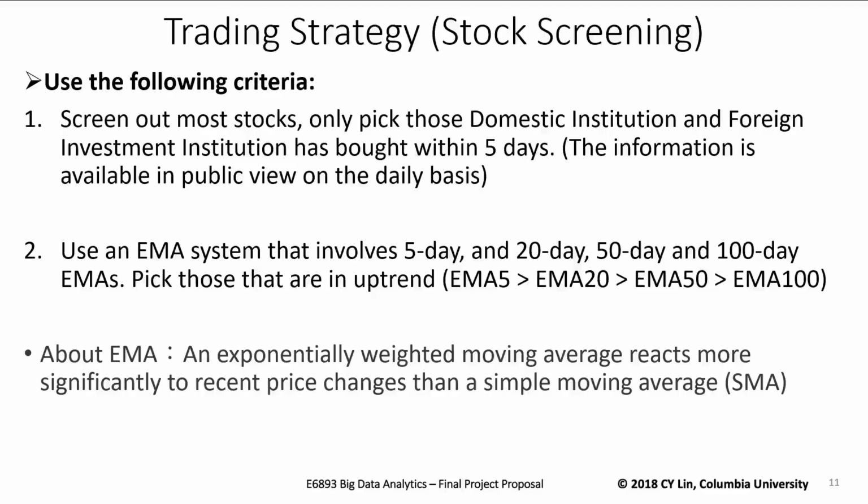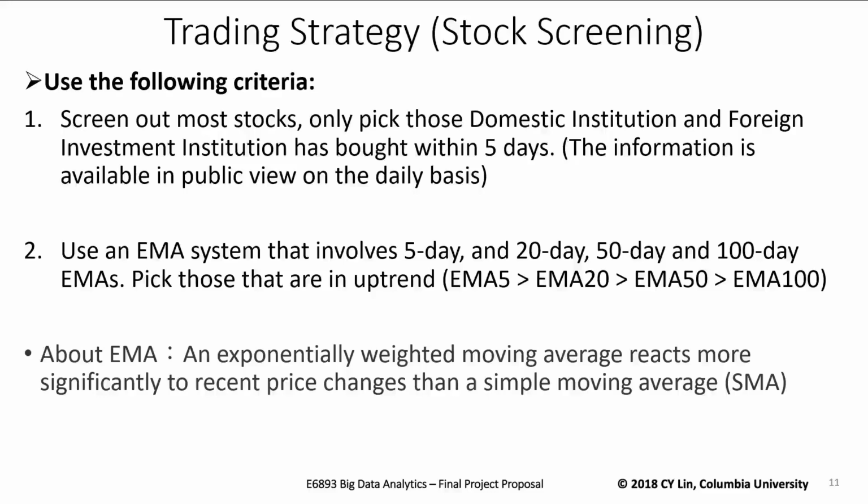And in the second step, we can use an EMA system to pick the stocks that are in uptrend. Compared with SMA, EMA responds faster to price fluctuation. It gives more weight to recent periods and thus more emphasis on what traders are doing at the moment.